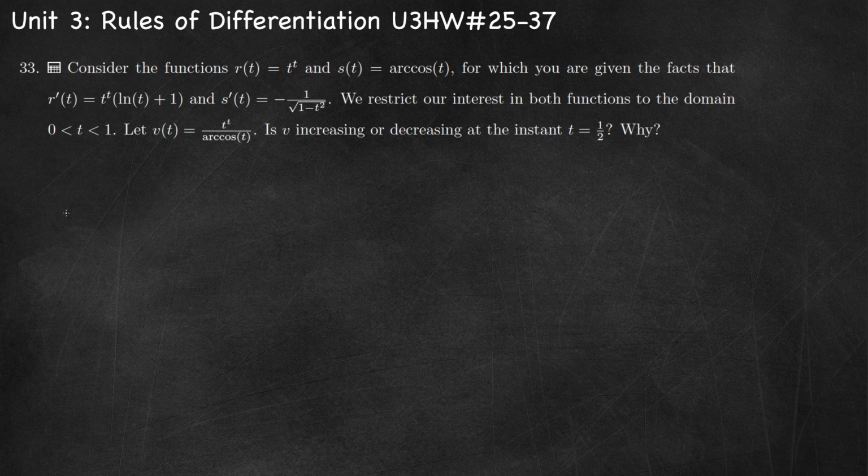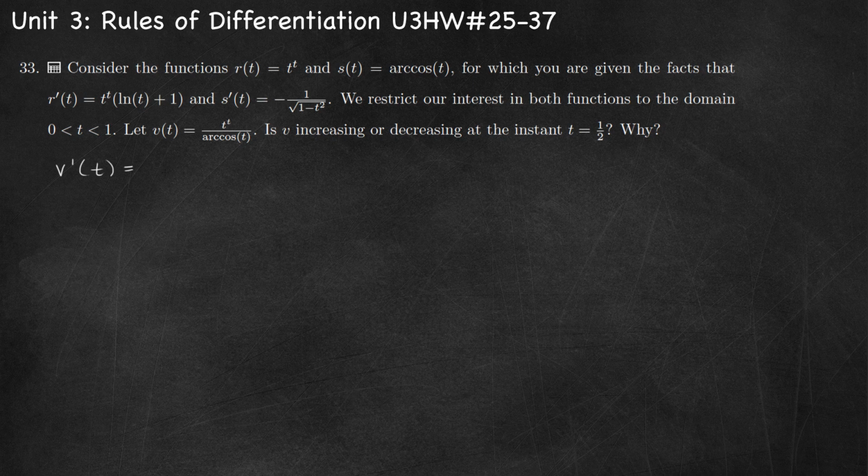Let v of t be the quotient t to the t over arc cosine t. So v equals r of t over s of t. Is v increasing or decreasing at the instant t equals 1/2? So in order to answer that question, we want to know if the derivative of v is positive, negative, 0, or undefined when t is 1/2. So we'll start by finding our derivative.